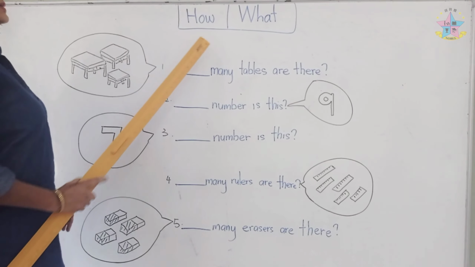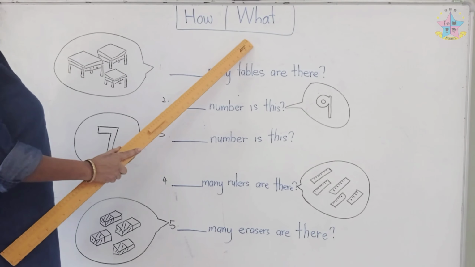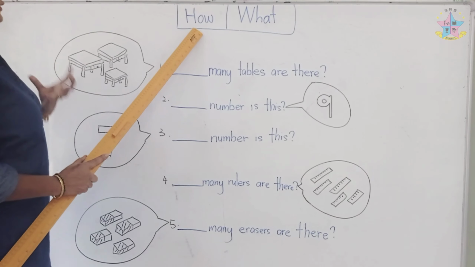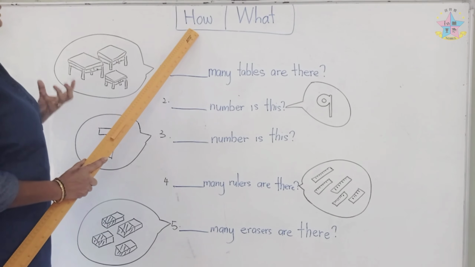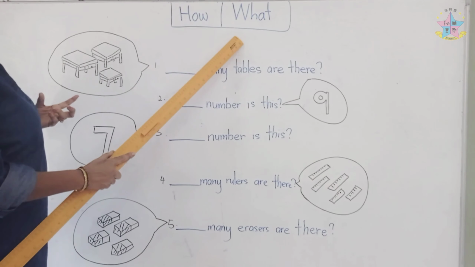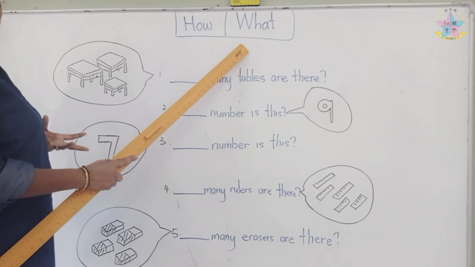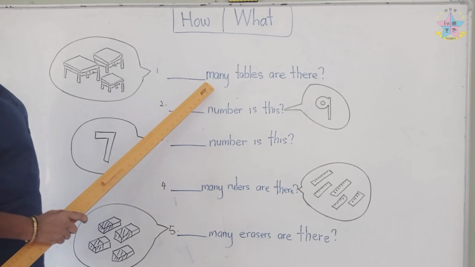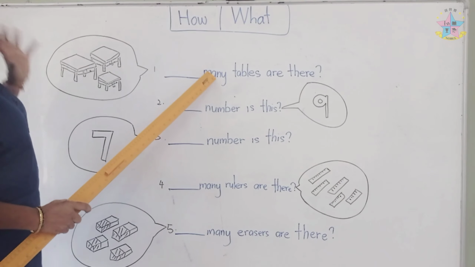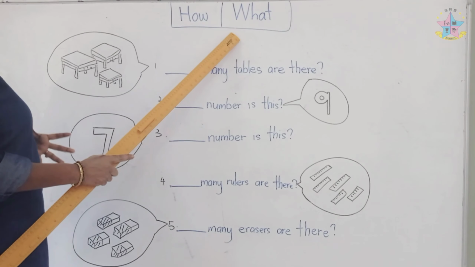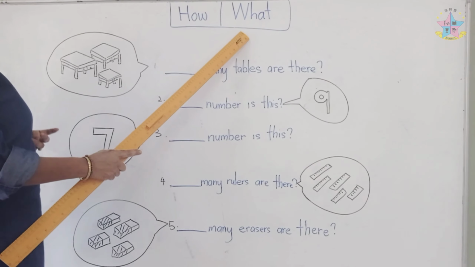Another worksheet is how and what. How is for the quantity. When you want to put how, you must see how many, how much. Okay, children, what is for the object. If it is many, we will put how. What: if they are asking you something about an object, you must say what.